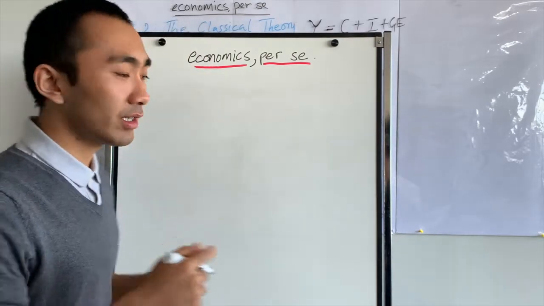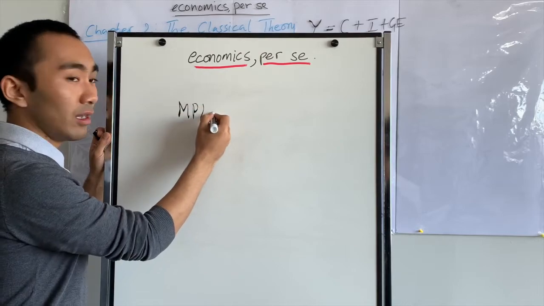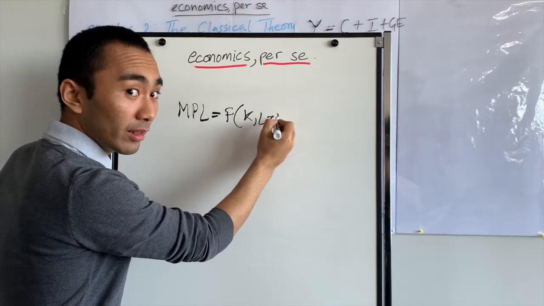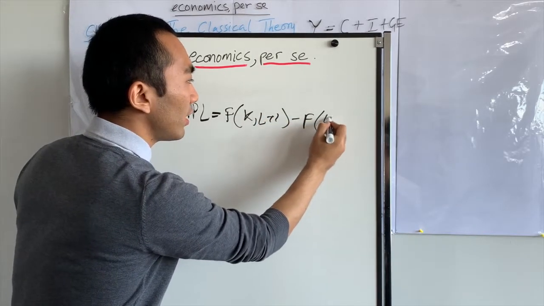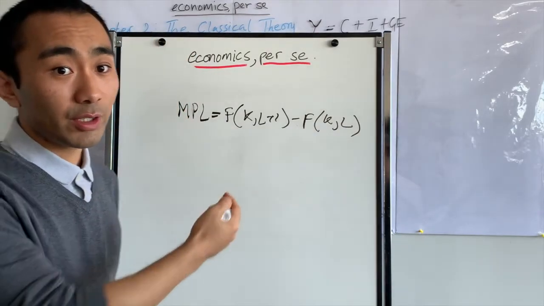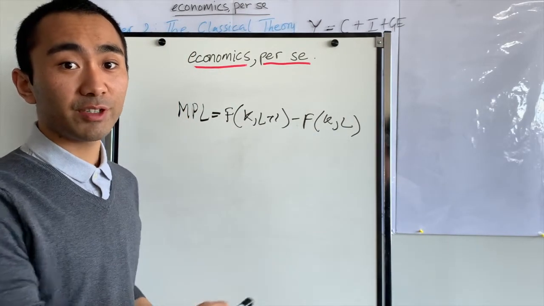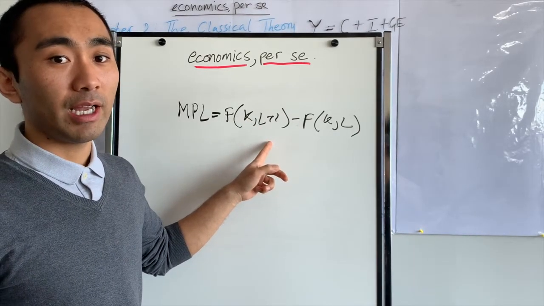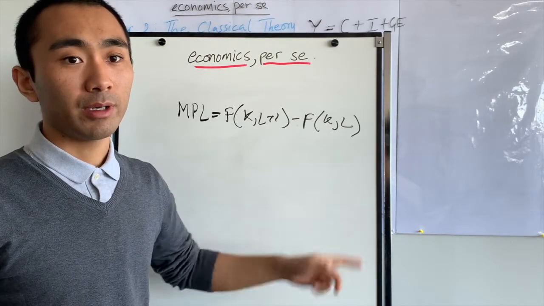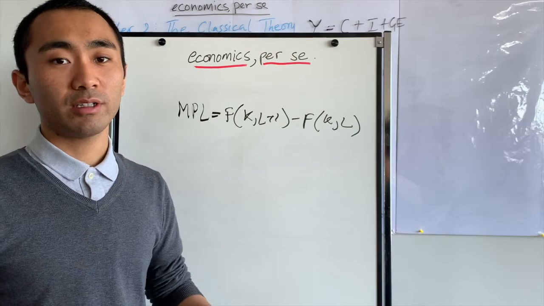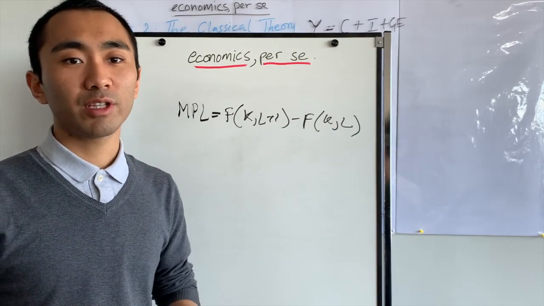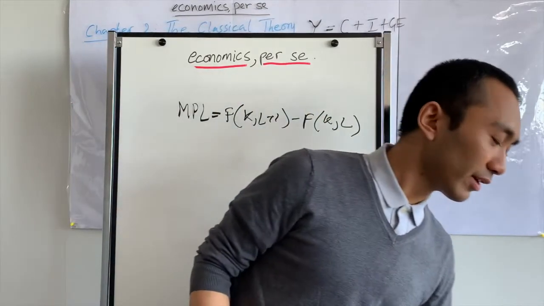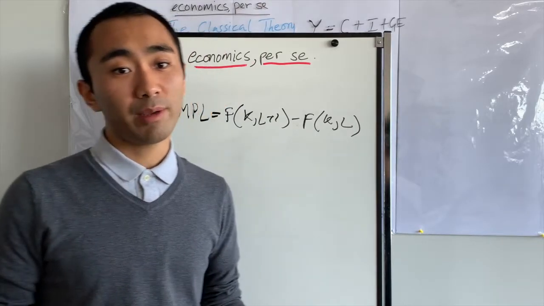As a function, we can write that MPL is equal to f of (K, L plus 1) minus f of (K, L). So this equation states that the MPL is the difference between the amount of output produced with L plus 1 units of labor and the amount produced with only L units of labor. But before we get jumpy, we have to understand that most production functions have the property of diminishing marginal product, meaning that holding the amount of capital fixed, the MPL decreases as the amount of labor increases.